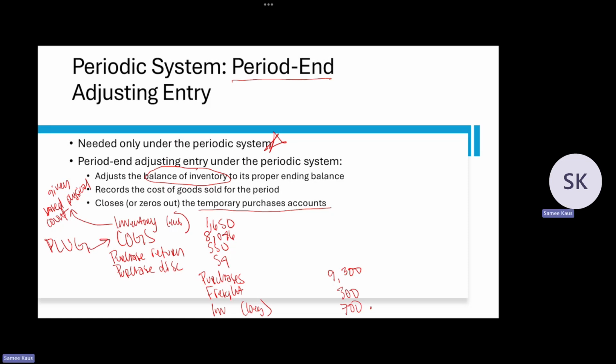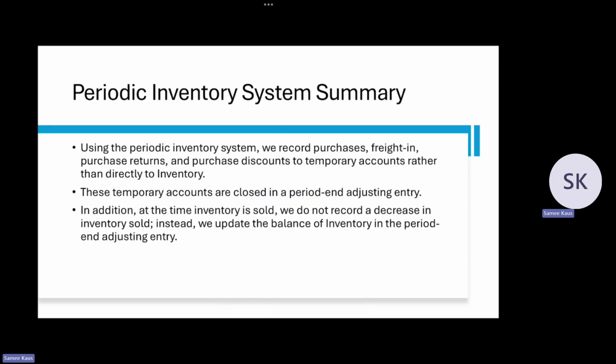Okay, so I figure out my cost of goods sold last. I have to get my beginning inventory off my books and restate my inventory at its current balance, which is based off of a physical count. And then I remove all of my temporary items here. So all of my purchase specific accounts, I have to remove those. So the periodic inventory system summary is that I record purchases, freight in, purchase returns, and purchase discounts in temporary accounts, and I have to close them out because I don't hit them in my inventory account because, again, I haven't established that at all. So we just went through the process of closing that out.